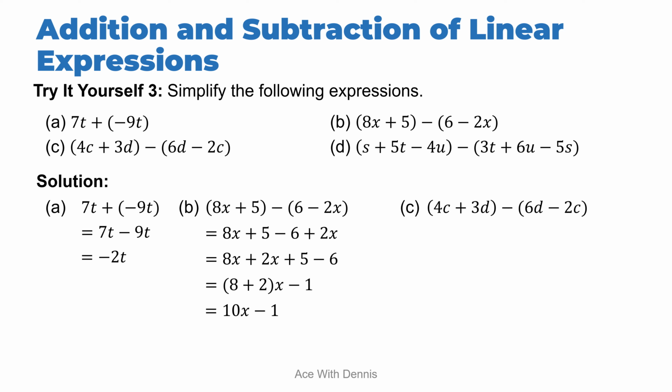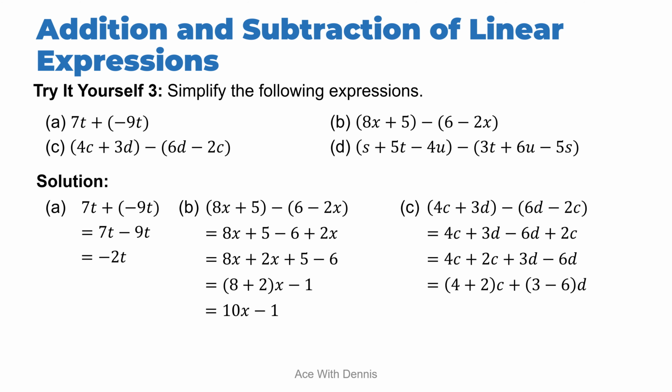For C, 4c plus 3d minus bracket 6d minus 2c. So again, we remove the bracket and switch the sign inside the bracket for the second expression. Because of the minus operation, we have 4c plus 3d minus 6d plus 2c. Then again, we put the like terms together. We have 4c plus 2c plus 3d minus 6d. Then combine the coefficients together, and the answer is 6c minus 3d.